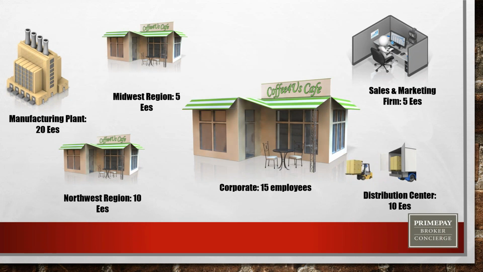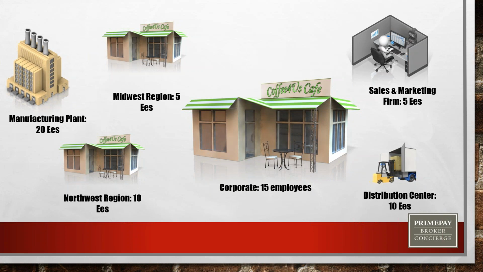They have a sales and marketing division. They have a couple of storefronts, a manufacturing plant, a distribution center. When you aggregate all of those groups together, all of a sudden they are part of a commonly controlled group, right? And now they're subject to ACA guidelines. They're subject to the federal COBRA guidelines.